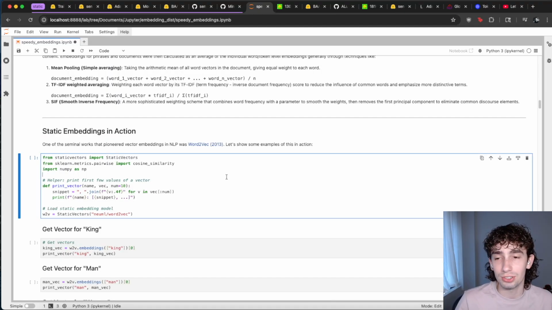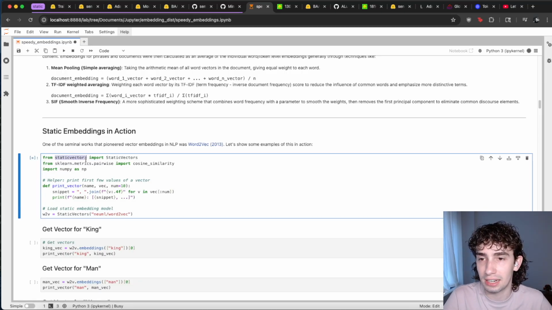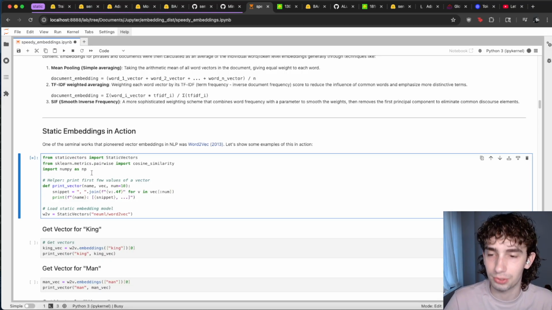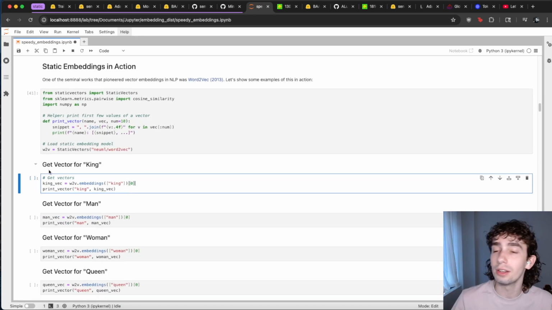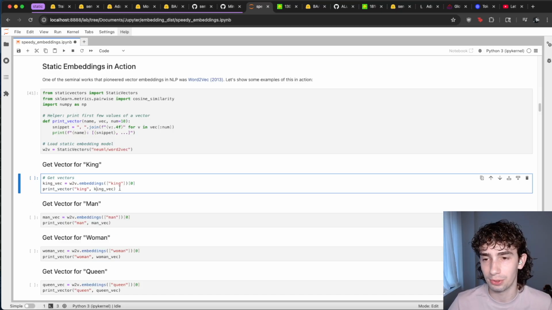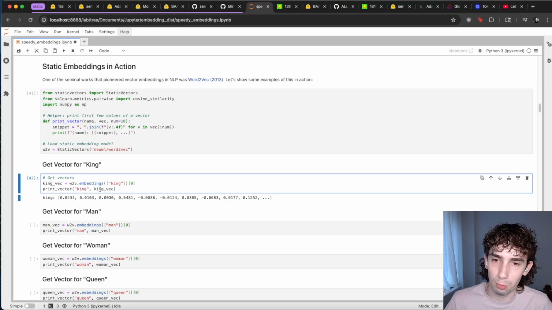But with that, let's take a look at Word2Vec in action. I can import Word2Vec using the static-vectors package, which is a useful, maintained package for working with static embedding models. Then we can go down the line, and if you've looked at any major content around embedding models, you'll probably see the common example that I'll be doing. We can get the embedding for the word king.